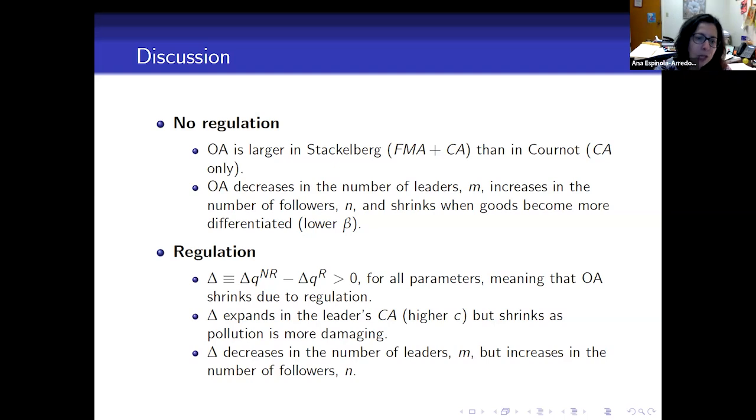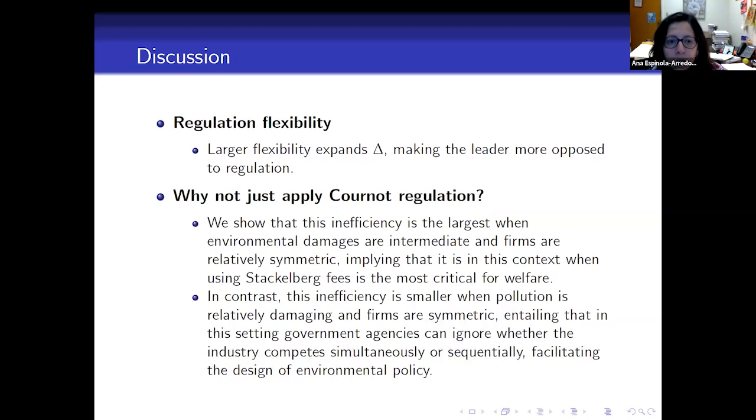We also observe that the leader's output advantage decreases in the number of leaders, but increases in the number of followers. Now, in terms of regulation flexibility, remember that I was assuming that the regulator decides the emission fees in the first stage and both firms face the same emission fee. With that, we were able to construct this linear combination and identify this ratio that helps us measure the regulatory inflexibility.